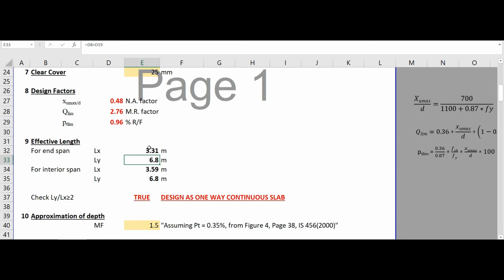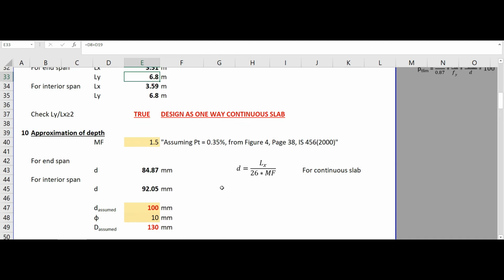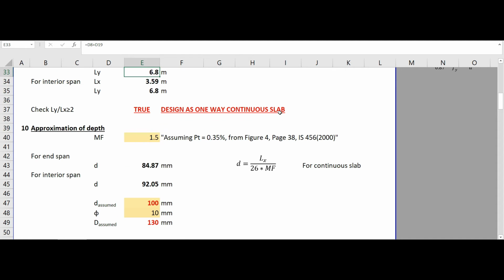So once we have the effective length, we will check the ratio of Ly by Lx. If this ratio is more than or equal to 2, we will design it as a one-way slab. The next step is to calculate the effective depth required to satisfy the deflection criteria.